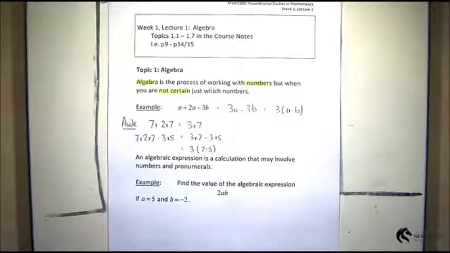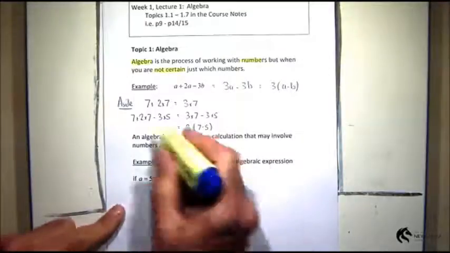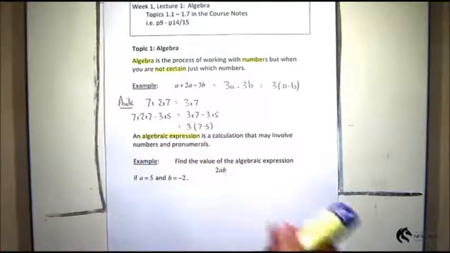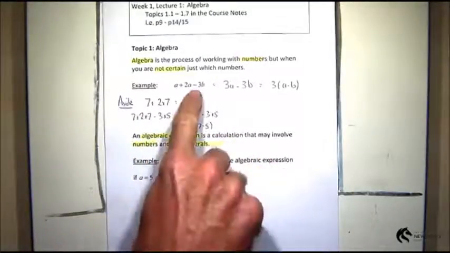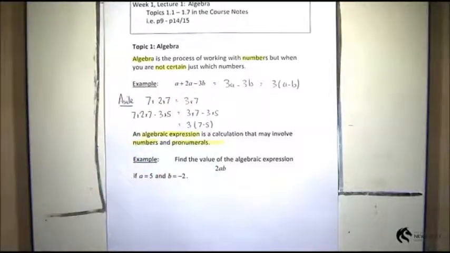Okay, so that's what algebra is. So to start with, we're going to talk about algebraic expressions. An algebraic expression is just some calculation that involves numbers and pronumerals. That's an example of an algebraic expression. I've got numbers and I've got pronumerals in there. I've got a variable, if you like.